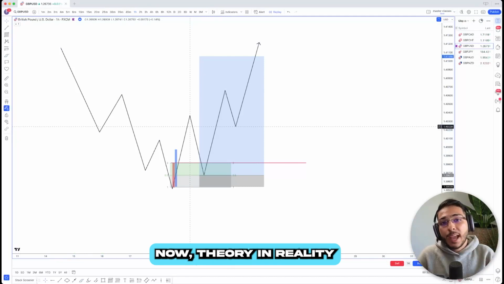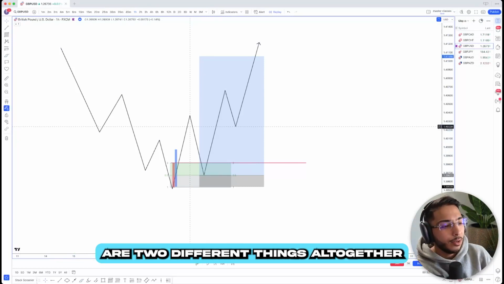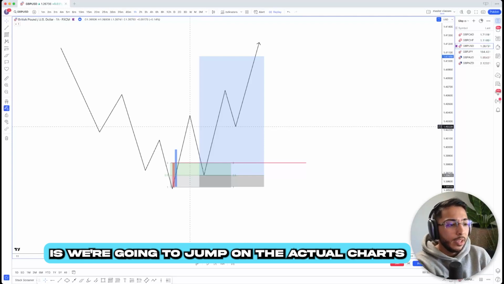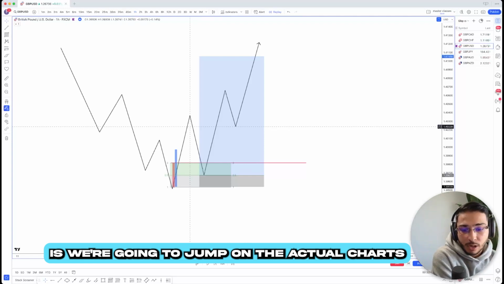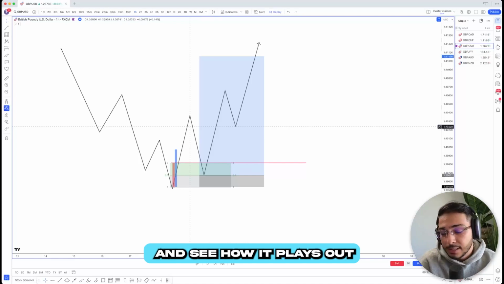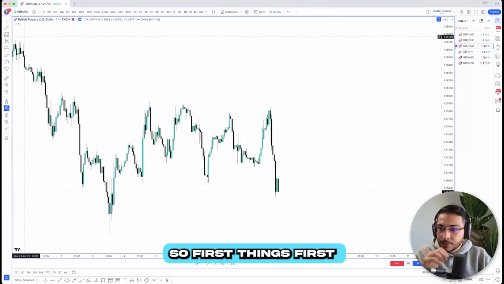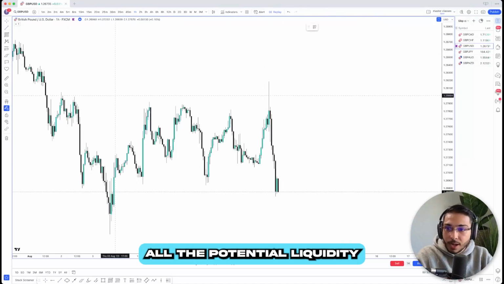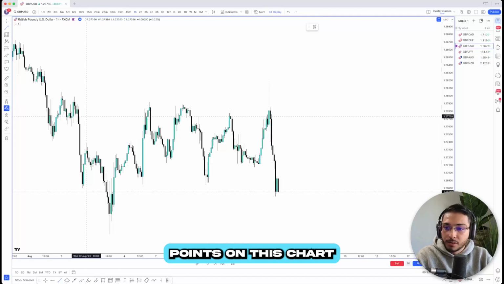Now, theory and reality are two different things altogether, but what we're going to do now is jump on the actual charts and look for an example of an order block and see how it plays out. So first things first, we need to identify all the potential liquidity points on this chart.